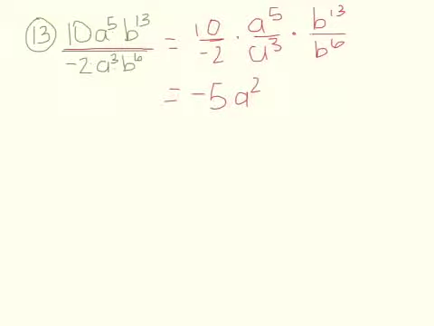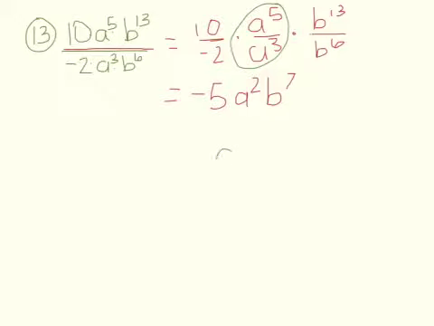And then b to the 13th divided by b to the 6th. Remember, subtract your exponents when you're dividing, so it's b to the 7th. Now again, if you forget that rule about whether you add or subtract or multiply your exponents when dividing, remember you can expand that out. I'll show you here with this second one.